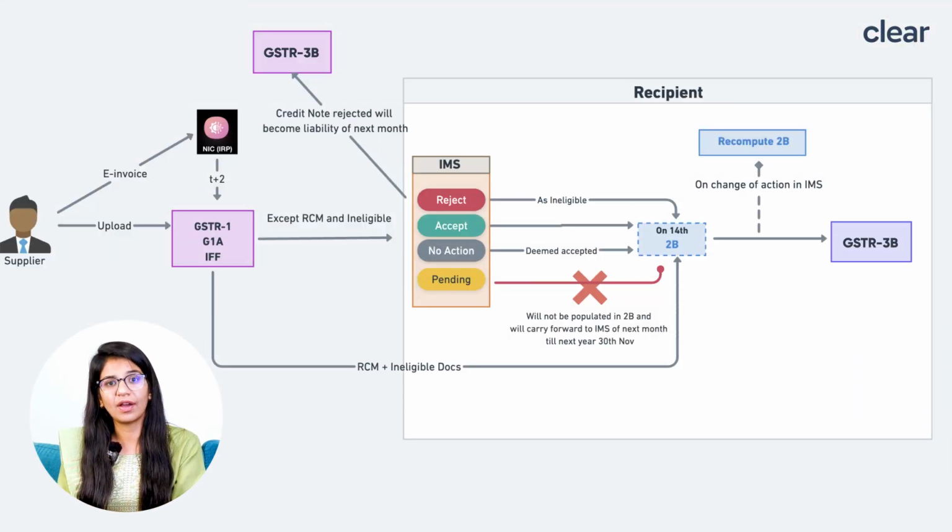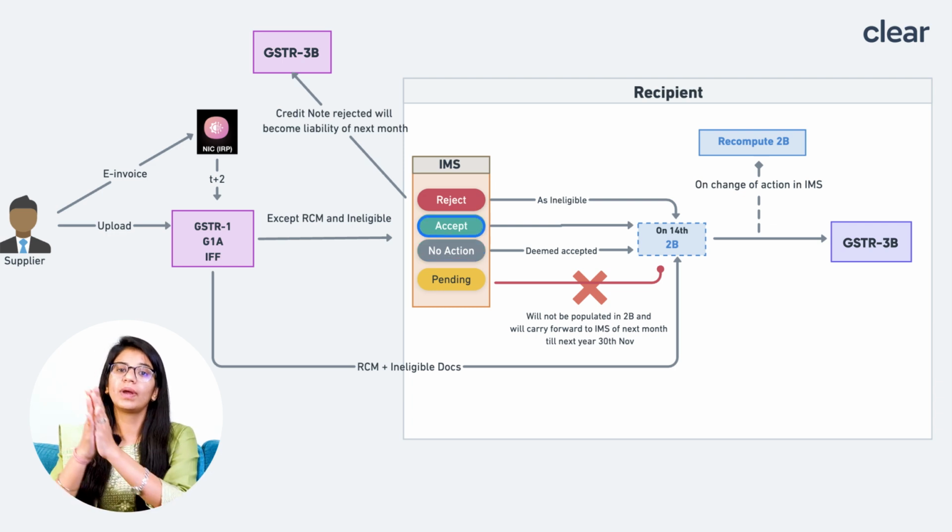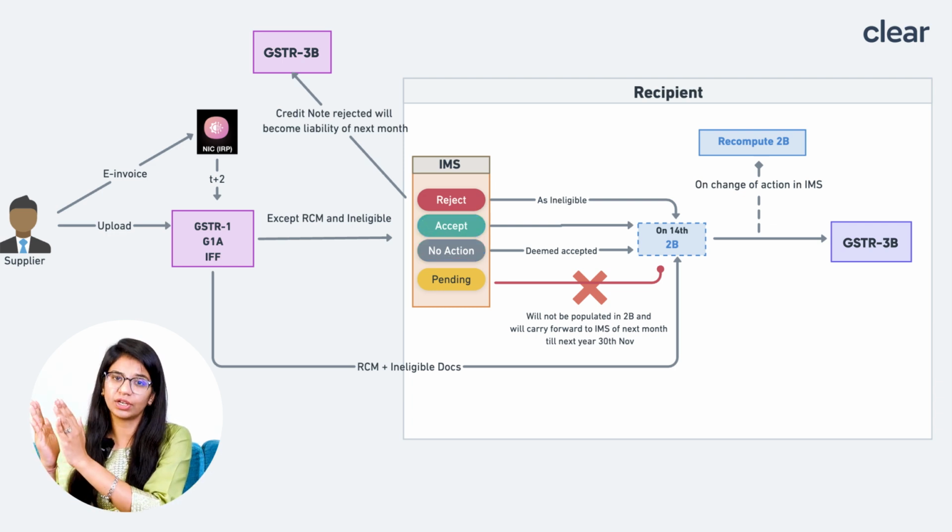Now the recipient has an option for three actions. Either they can accept that invoice, they can reject this invoice, or they can keep this document as pending. If no action has been taken by the recipient on the document present in IMS, then it will be deemed as accepted and will automatically be populated in GSTR-2B on the 14th of the next month.